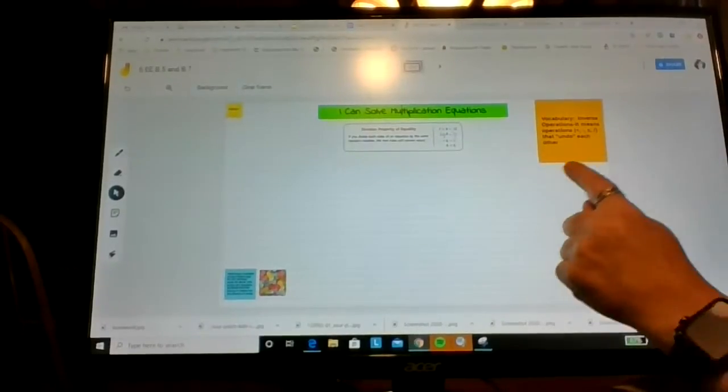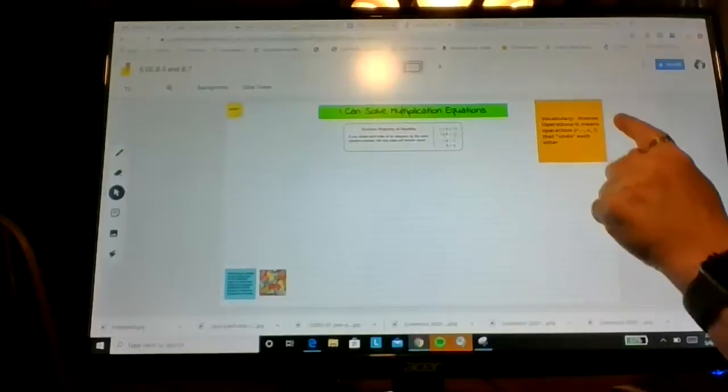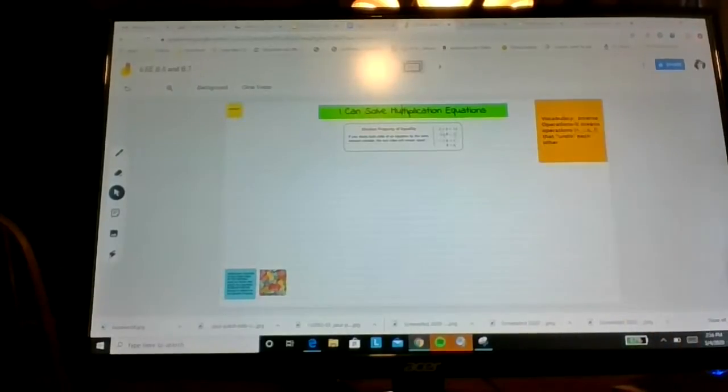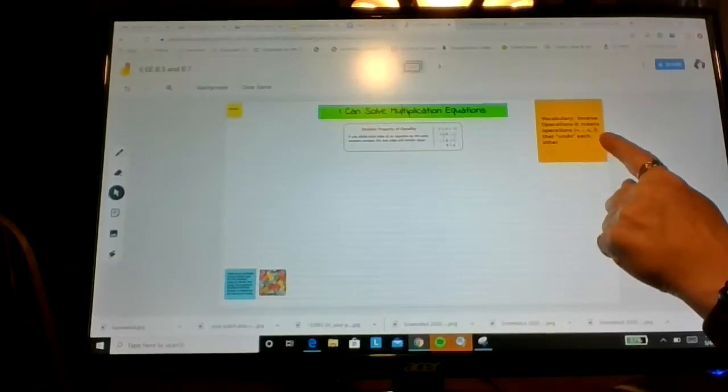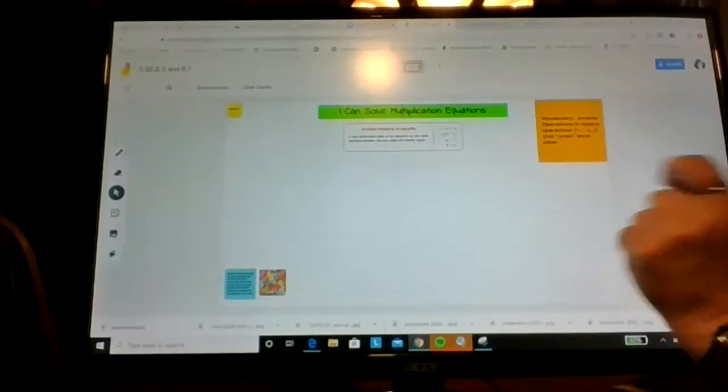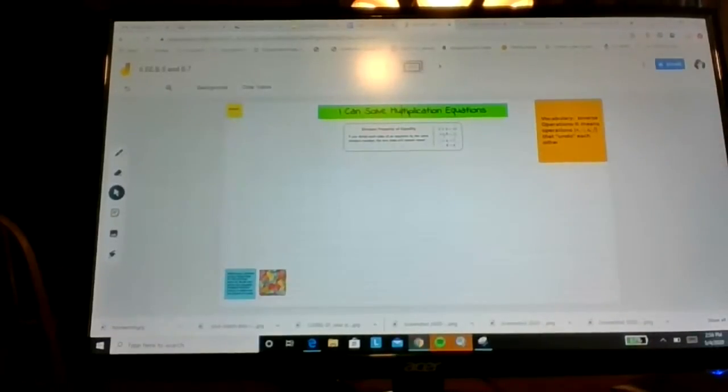Number one, up here in the corner, I have this orange square and it says vocabulary. Inverse operations. It means operations like add, subtract, multiply, and divide that undo each other. So we're going to continue to work with that, okay?